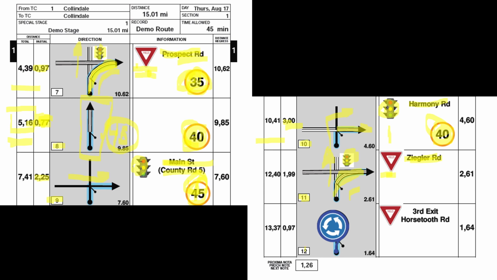And then waypoint 12, 0.97 miles later, as we're back onto that roundabout at Ziegler. So this is roundabout at the yield, third exit onto Horsetooth Road. Count the exit numbers again. We're still maintaining 40 miles an hour as an average speed.